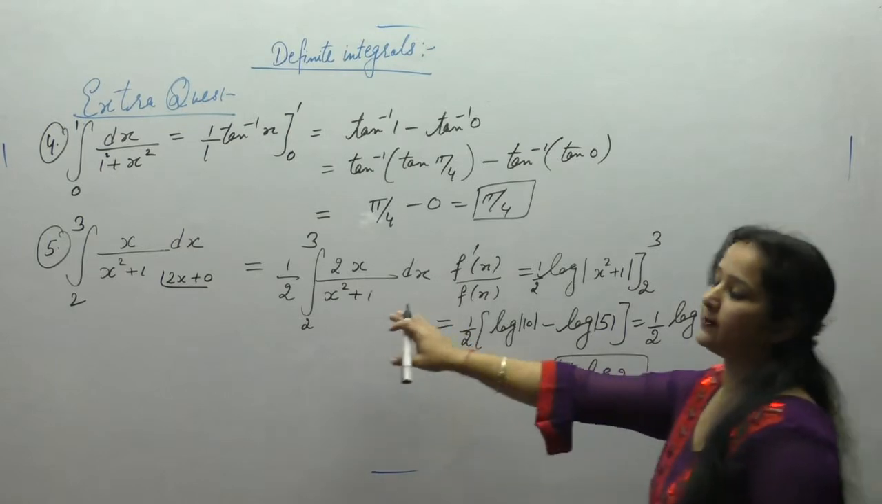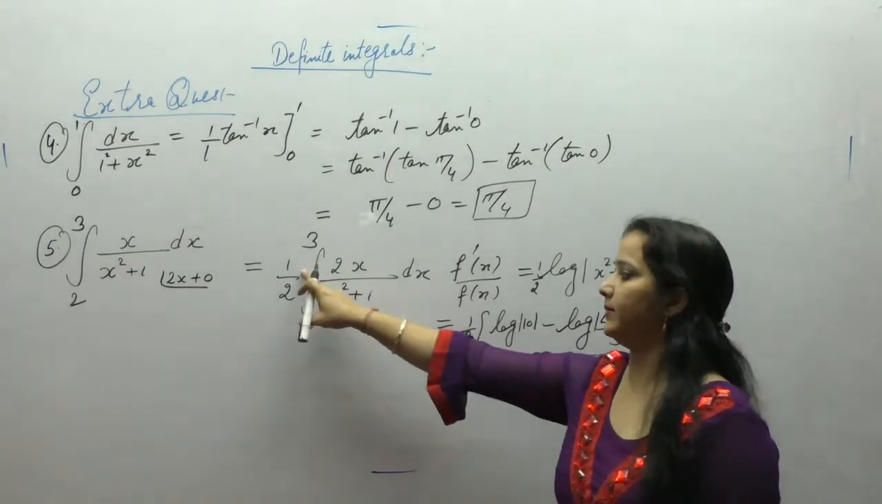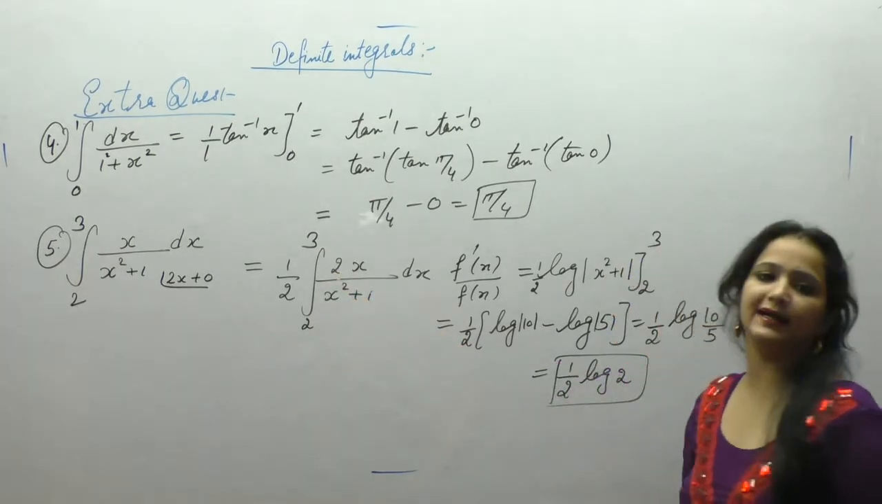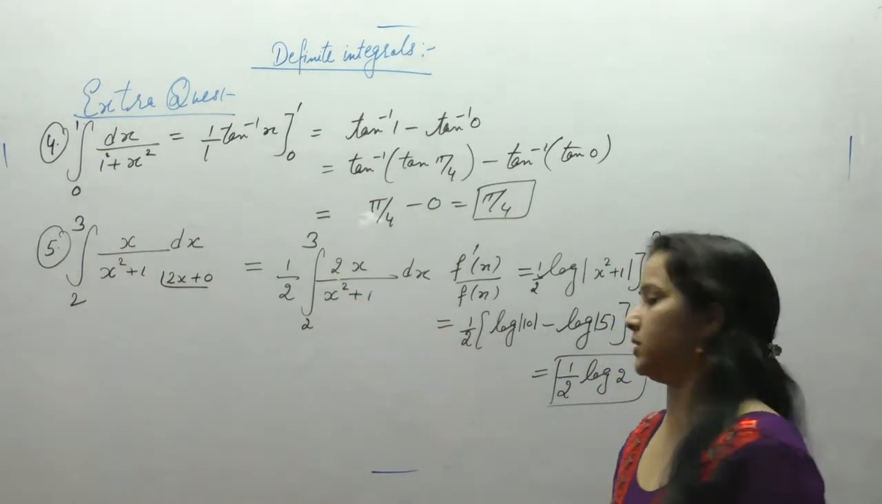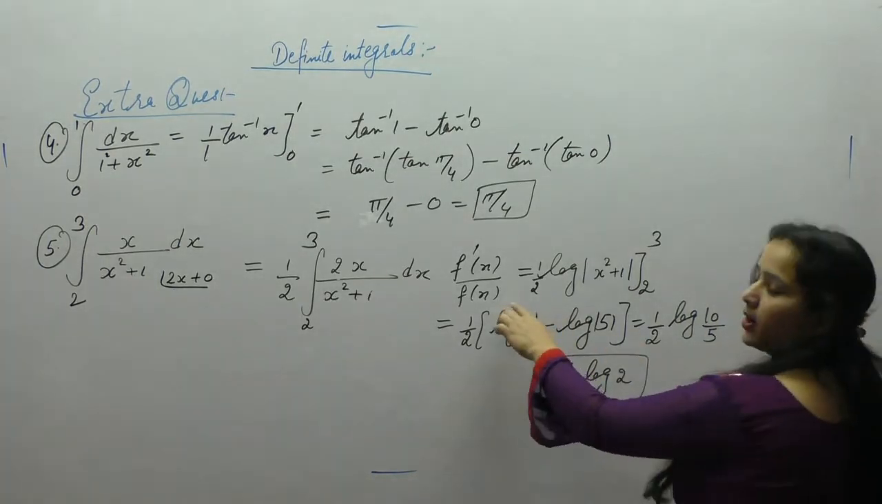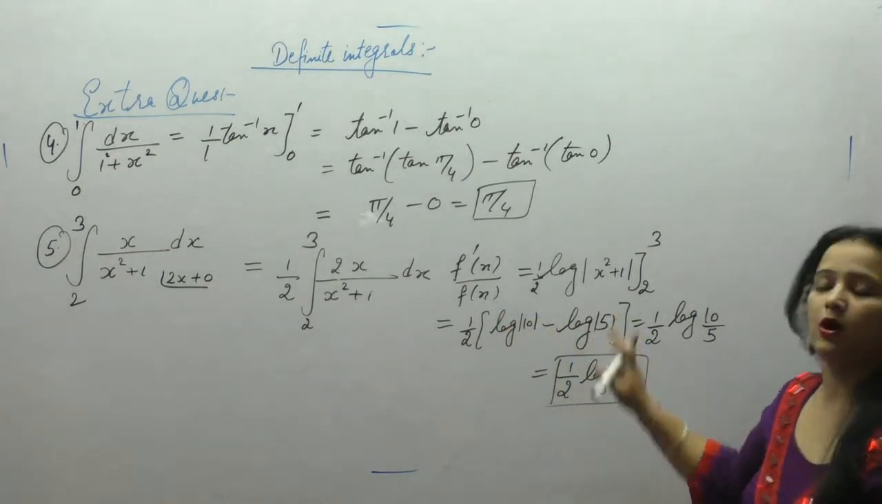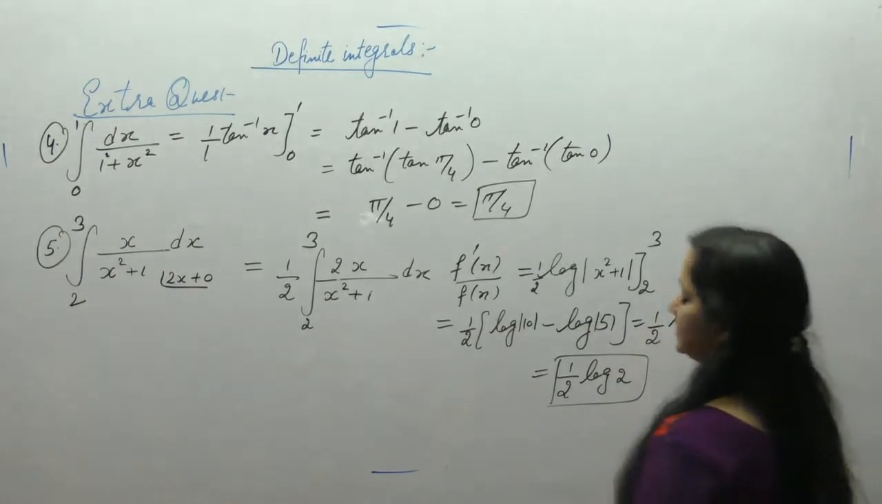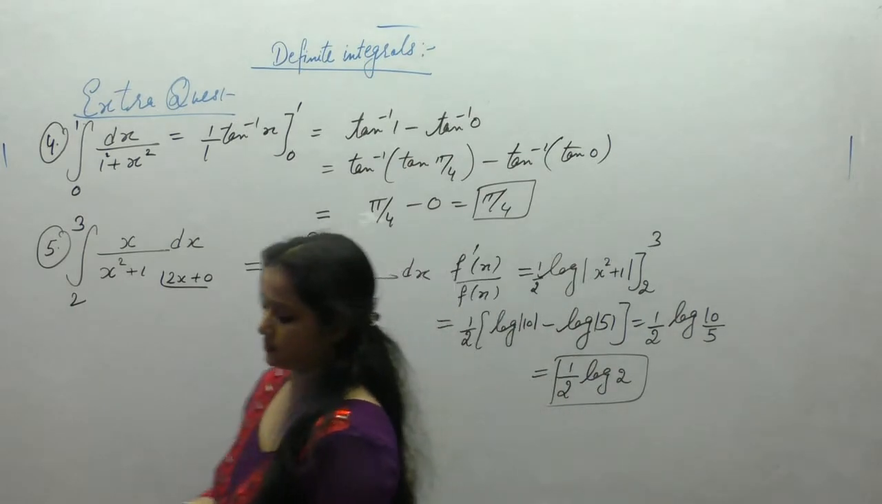What did we do? First we completed the derivative, multiplied and divided by 2 in the numerator to complete the derivative of the denominator. Now it becomes of the form integral of f dash x upon f of x is equal to log of fx. After that put the lower limit and the upper limit values and solve it.